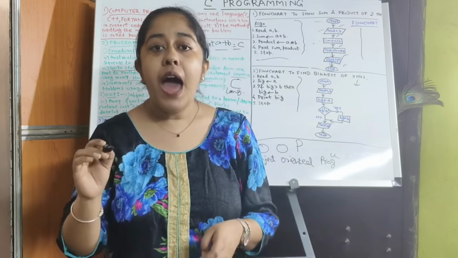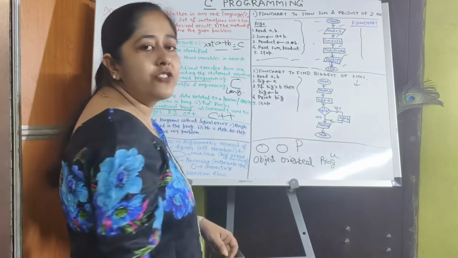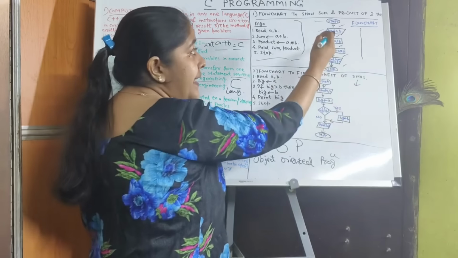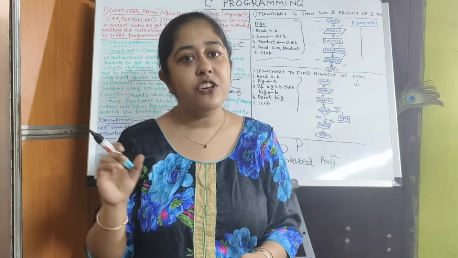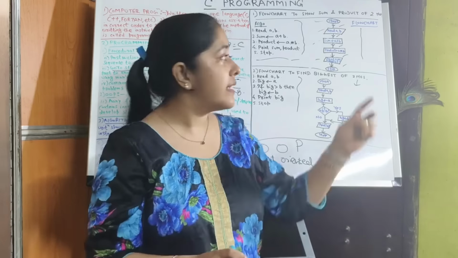So here you can understand what is the difference between these two. Here you are just writing the instructions step by step, and here you have to see the flow of the instruction. Here you cannot find the flow of your instruction. Here only the instructions are written. But to see the flow of instruction, this flowchart is needed.